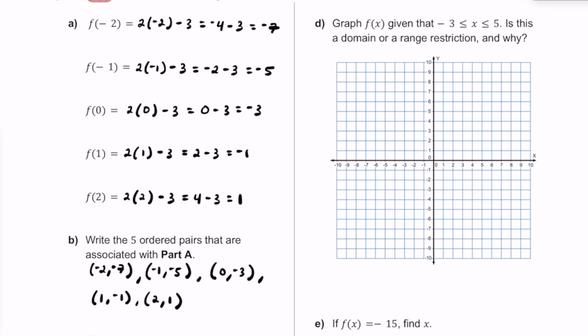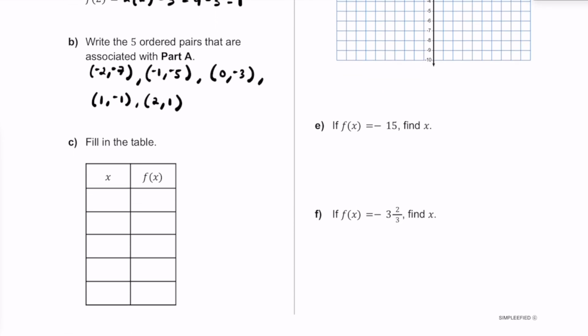Okay. Next, we can go ahead and fill in a table here. And so for the table, we're just going to go ahead and plug in each of our x values. So for our x values here, we have -2, we have -1, we have 0, we have 1 and 2. Those are all the x values that we plugged into that f of x function. And each of the associated f of x values were -7, -5, -3, -1, and +1. So just using all the same information from parts A and B.